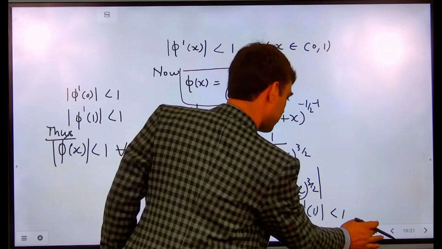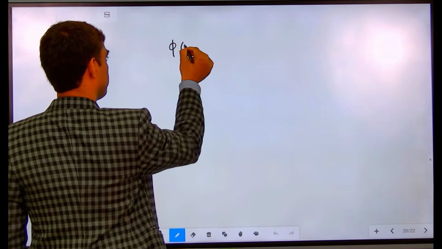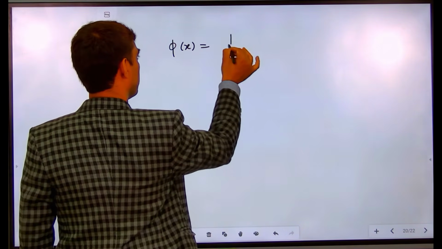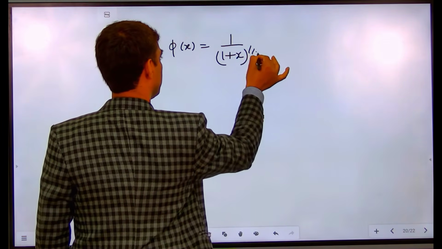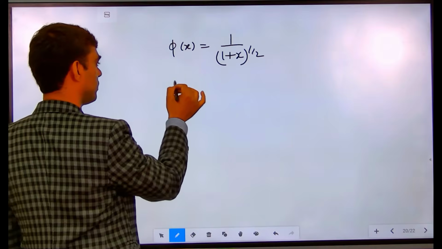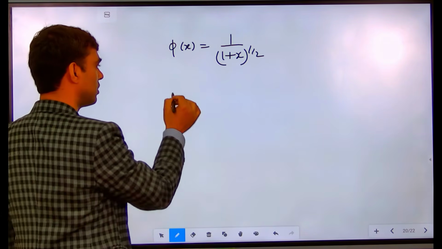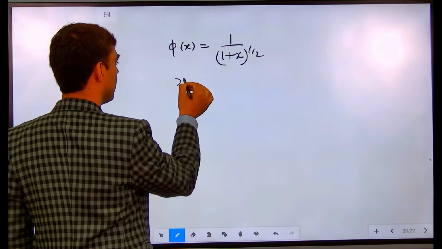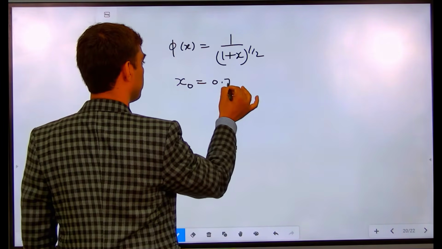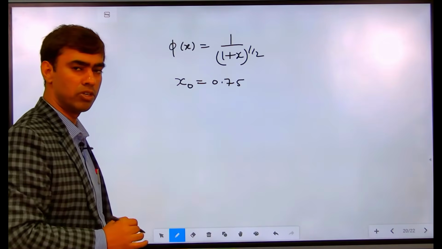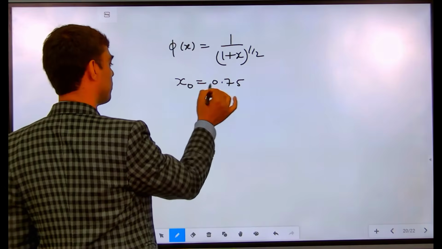Now, what is the phi x? Phi x becomes phi x equal to 1 upon 1 plus x square to the power 1 by 2, and the class interval is 0 to 1. So we may start from any value. Suppose x0 is 0.75. We started from this value, so x0 equals 0.75.